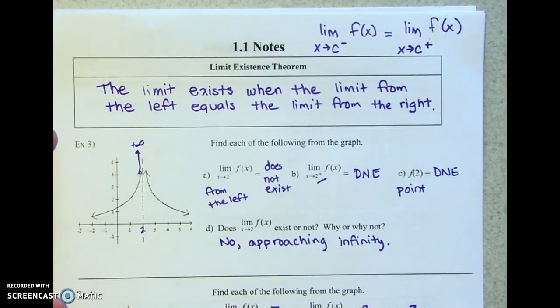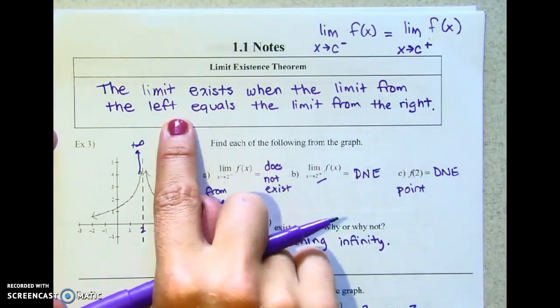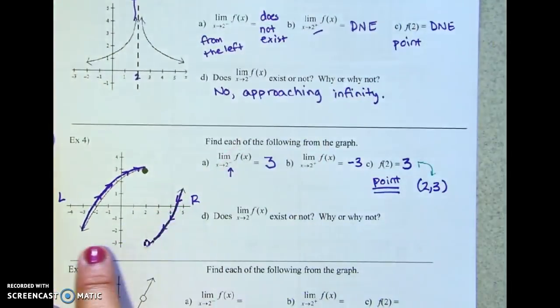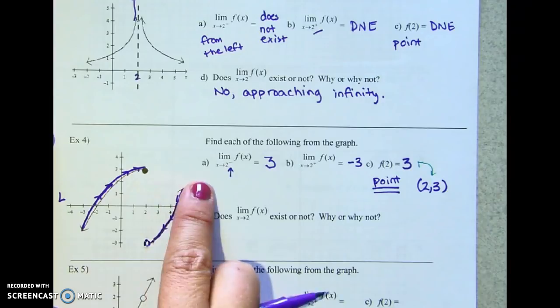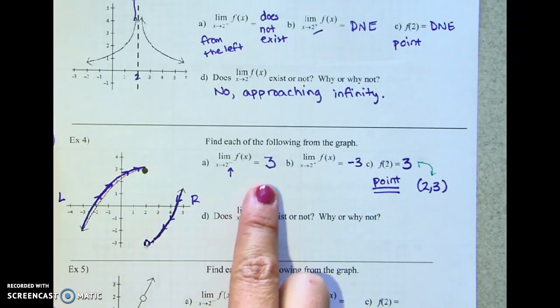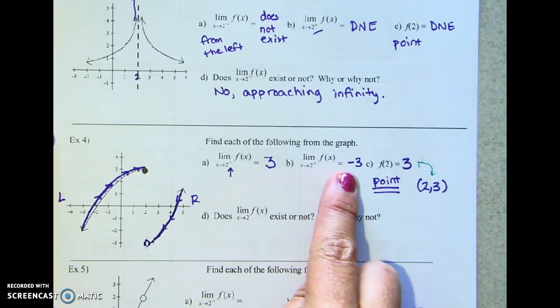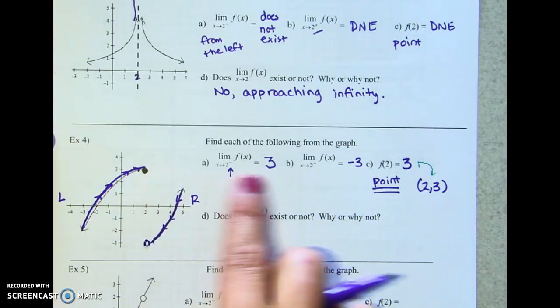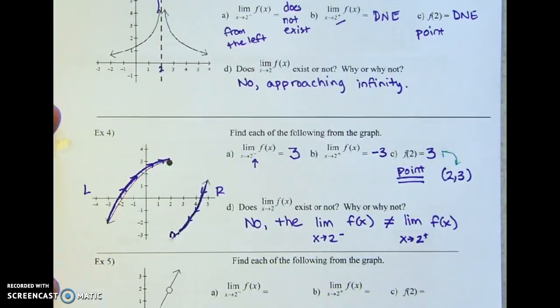Does the limit exist or not? How do we know if a limit exists? The limit exists when the limit from the left equals the limit from the right. Does the limit from the left equal the limit from the right? No. The limit from the left is 3. The limit from the right is -3.